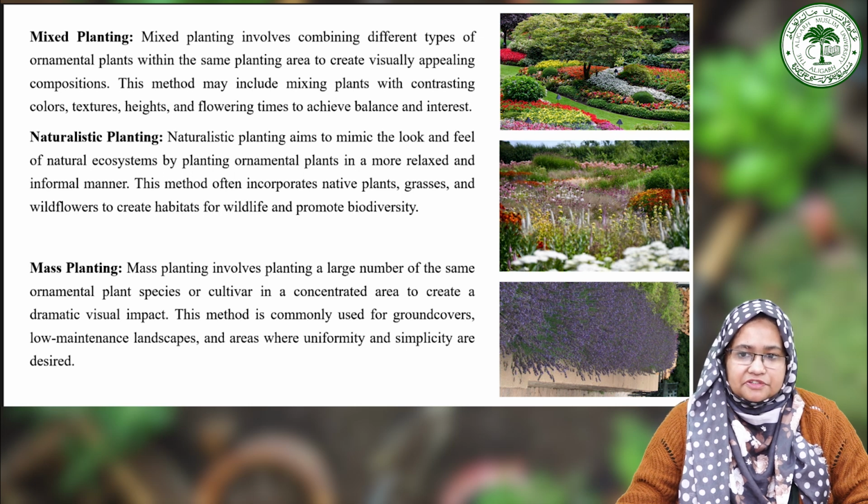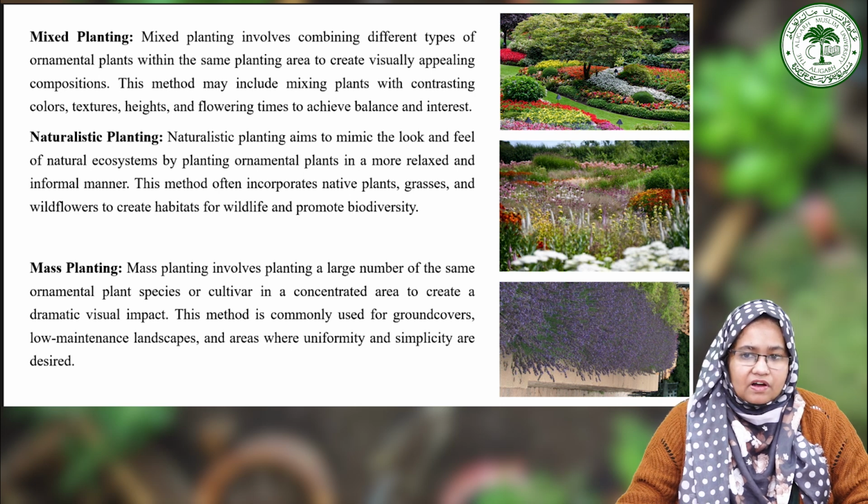The next one is naturalistic planting. Naturalistic planting aims to emulate the look and feel of natural ecosystems by planting ornamental plants in a relaxed and informal manner. This method often incorporates native plants, grasses and wildflowers to create habitats for wildlife and promote biodiversity. Naturalistic planting designs typically prioritize ecological principles and seek to establish sustainable and resilient landscapes. This is a beautiful picture showing the naturalistic planting of our ornamental plants.